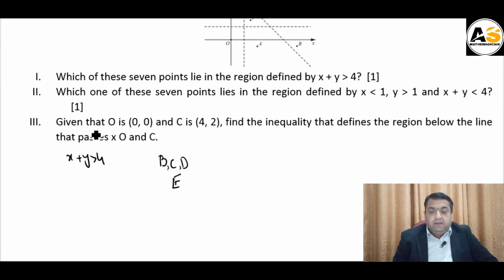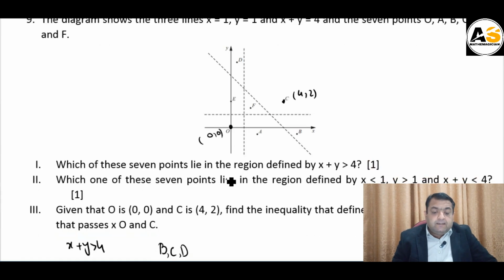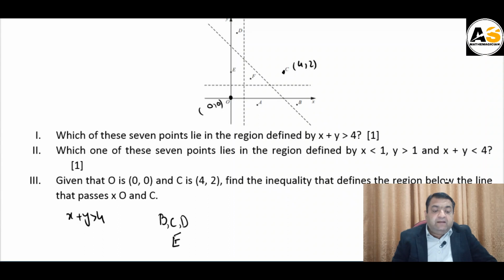Given that O is 0, 0 and C is 4, 2. Dear student, this is 0, 0, O and this is C, 4, 2. And what does it say? Find the inequality that defines the region below the line that passes through O and C. This is the line that passes through O and C. We need to define the inequality which lies below this line.